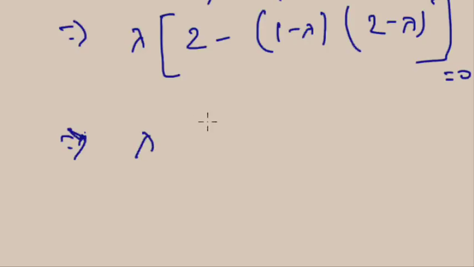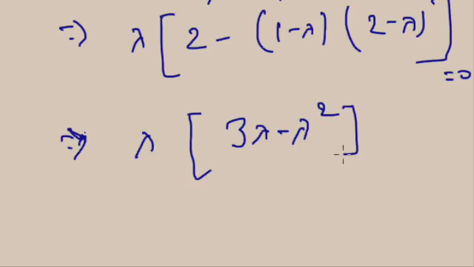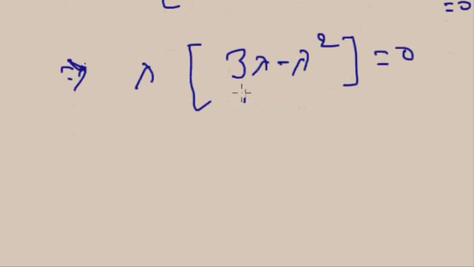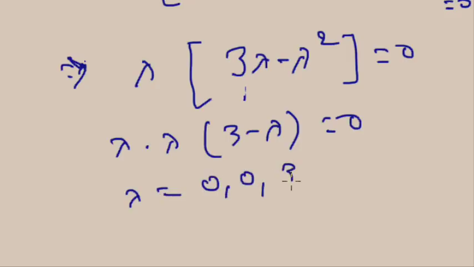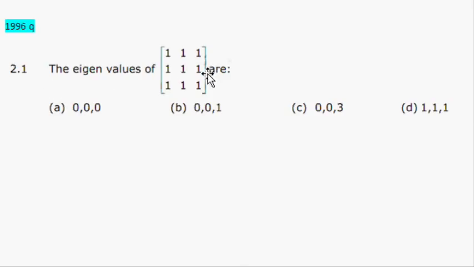This means lambda into, when you solve this, it will be 3 lambda minus lambda square is equal to 0. So you will get lambda into 3 minus lambda is equal to 0. So lambda will be equal to 0, 0 and 3. So the solution for this is 0, 0, 3. So C is the solution.